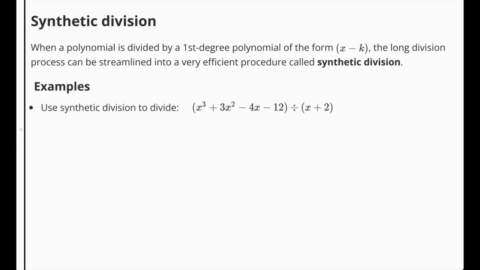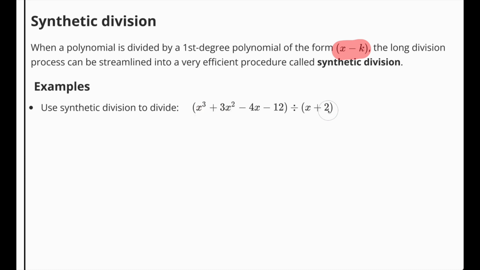All right, you're probably noticing that long division is a very long and arduous process. Well, synthetic division, luckily, is a way of streamlining this whole process and making it very efficient. So synthetic division only works when you're dividing by something that looks like x minus k. There's no number in front of the x, it's just an invisible 1, and you're subtracting some value k from it. So it'll actually work for this one right here.